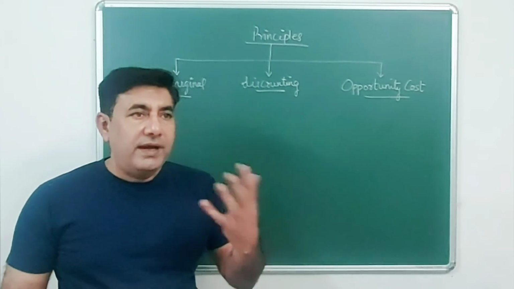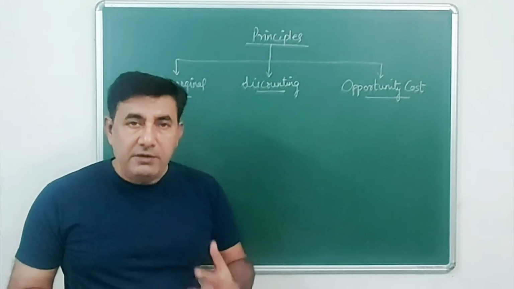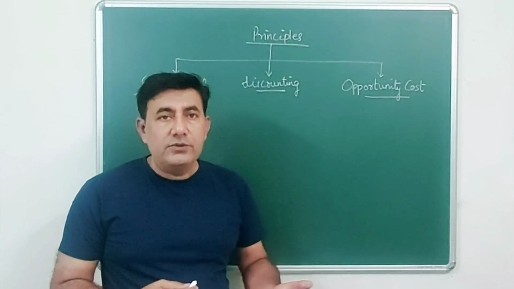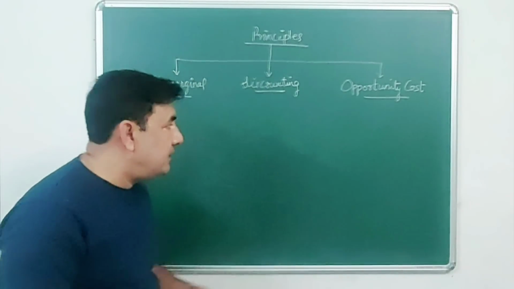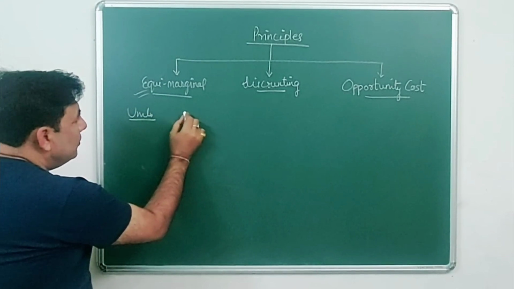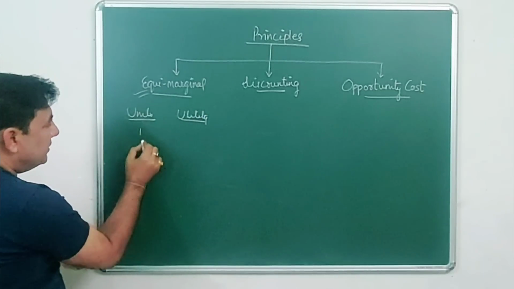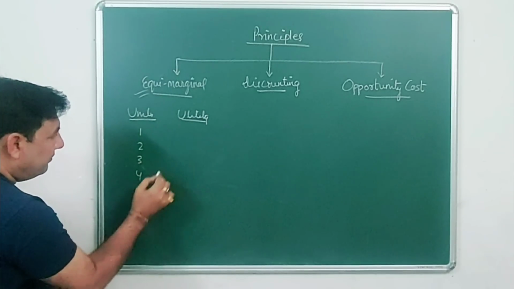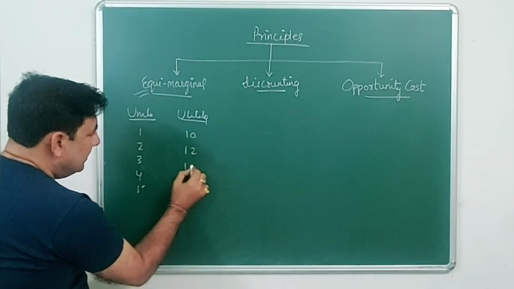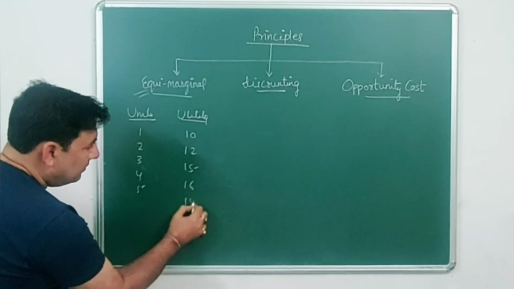Okay, now equi-marginal. First of all, we should know what is marginal utility. Utility means usefulness of a product. The utility that we derive from consuming one additional unit of a commodity is called marginal utility. Like for example, these are units, and suppose this is the utility. So suppose first unit, second, third, fourth and fifth, and the utility you get from this is 10, say this is 12, say this is 15, and then say it is 16, and let this be 14.